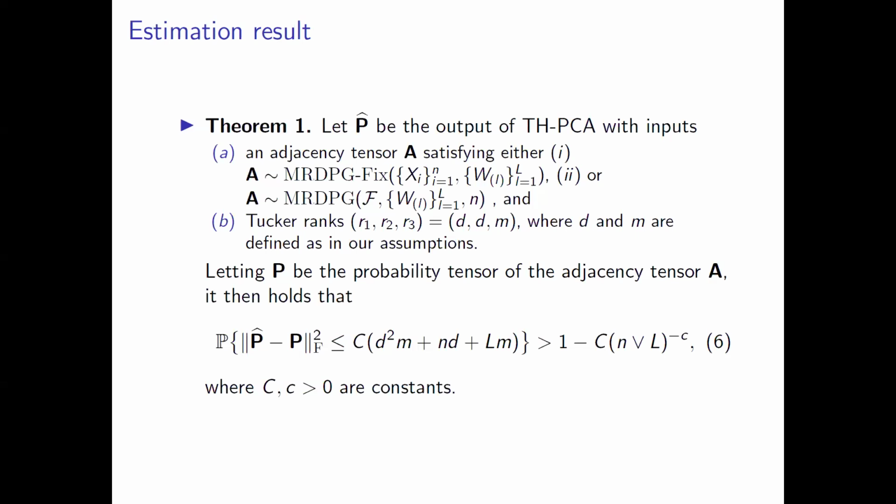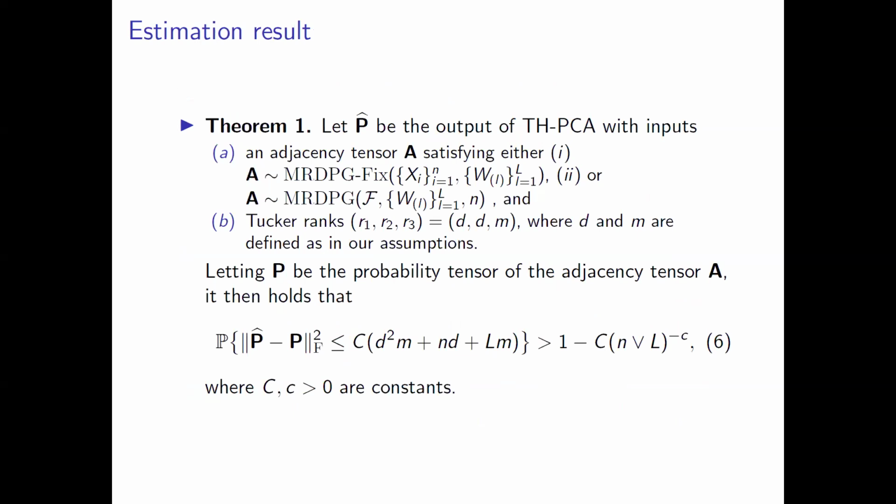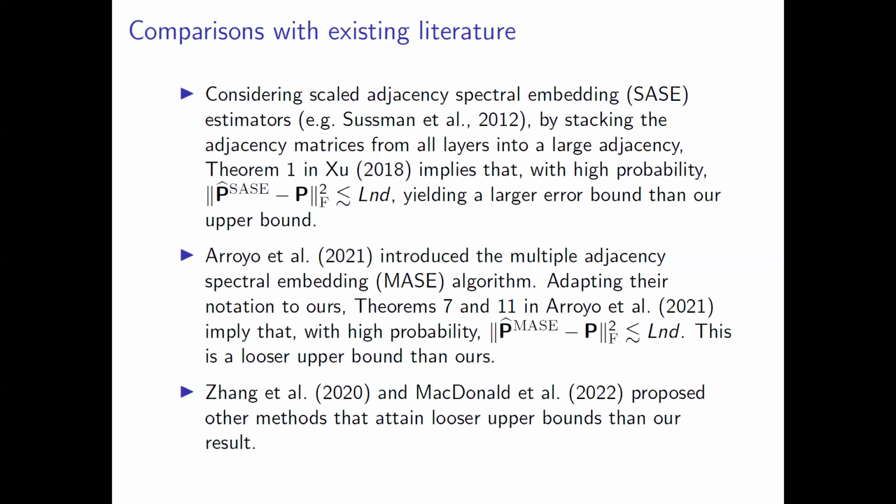We can show that if you estimate P hat with the tensor heterogeneous PCA, and if the adjacency matrix is generated either from the fixed model or the latent position model with the appropriate choice of ranks, then with high probability, the tensor that you estimate is close to the tensor that you want to estimate, and the error rate is of this order, with high probability. This is interesting because a lot of people have tried to estimate low-rank tensors. And in the previous works, they all have upper bounds, but the upper bound that we find for estimating P is actually the sharpest upper bound for estimating a tensor. It's the sharpest upper bound in the literature when we compare it with the competitors.